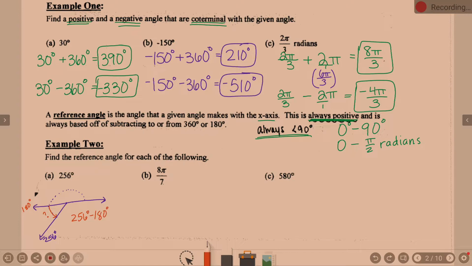So use some logical math there. 256 degrees minus 180 degrees is going to be 76 degrees, if I did that math right. So that right there has a reference angle of 76 degrees. It's 76 degrees below the x-axis. Got it? Okay.